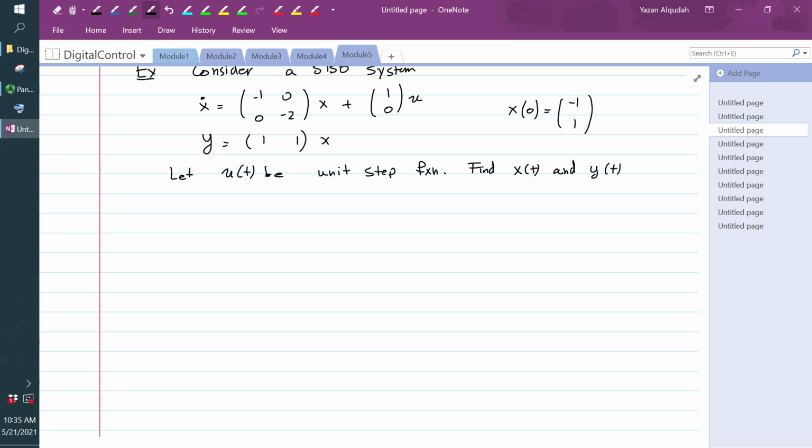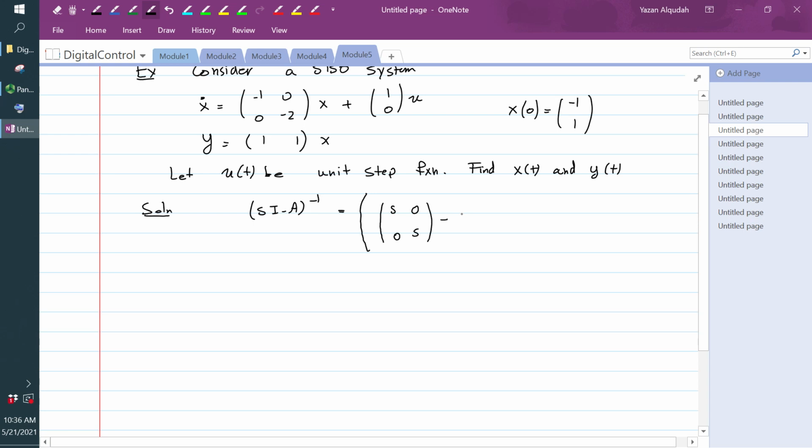Okay, so the first thing I'm going to do is calculate the state transition matrix. I'm going to calculate sI minus A inverse. Since this is a 2 by 2, I'm going to take the 2 by 2 identity multiplied by s, minus A, which is -1, 0, 0, -2. And I want to calculate the inverse of this.